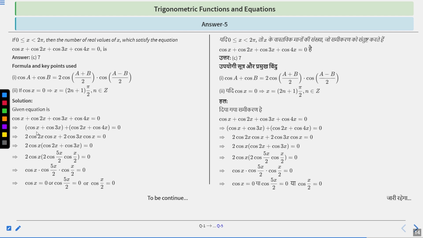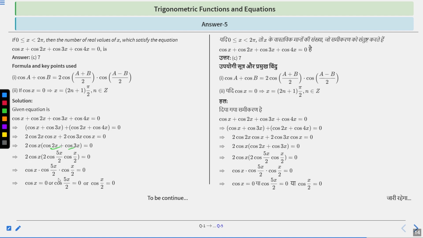Now, you can apply the sum to product formula in each of these pairs. That is, cos x plus cos 3x can be written as 2 cos 2x into cos x, and cos 2x plus cos 4x can be written as 2 cos 3x into cos x, is equal to 0. Now, let's take common 2 cos x. When you take common 2 cos x, 2 cos x into (cos 2x plus cos 3x) is equal to 0. Therefore, 2 cos x into, applying the sum to product formula, cos 2x plus cos 3x can be written as 2 cos 5x by 2 into cos x by 2, is equal to 0.